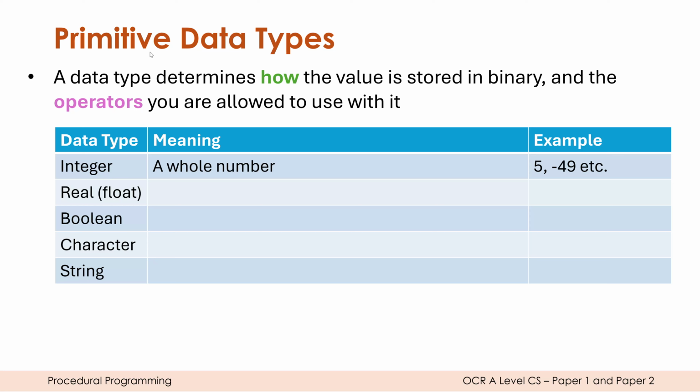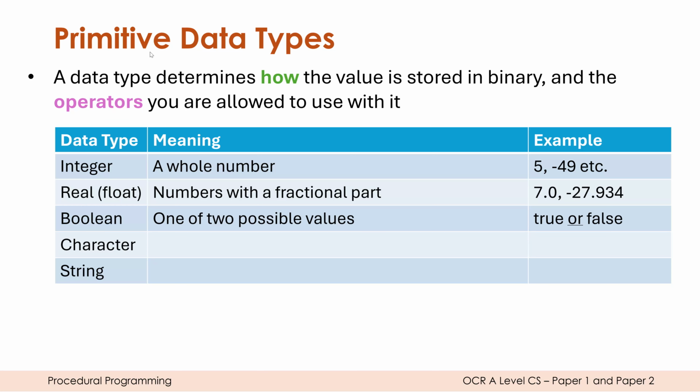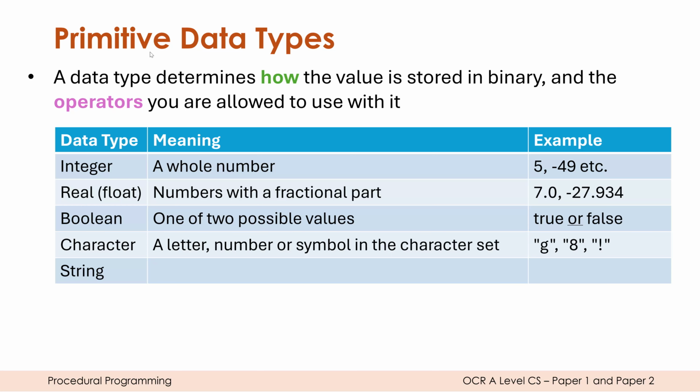Integers and reals are our 2 number data types. An integer is a whole number, whereas a real, also called a float, has a fractional part. Boolean values only have one of 2 possible values, either true or false. A character is a single letter, number, or symbol in your character set, like ASCII or Unicode. We always put quotation marks around both characters and strings. Strings are a sequence of characters.